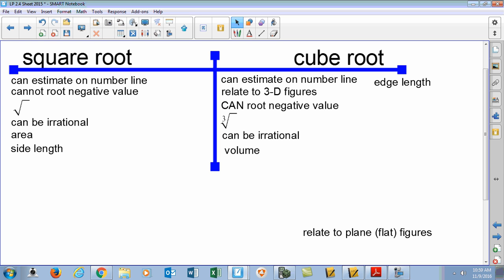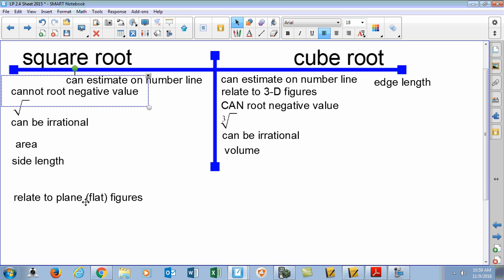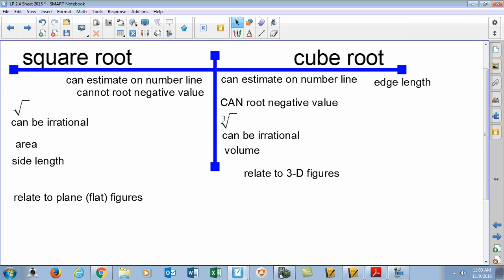All right, so hopefully things are doing well. Now the last one, it says relate to a plane, flat figures. That's a two-dimensional figure right here. So if I match these up, let me slide these down a little bit. So number line, that's square root, right? Same thing, right? Negative values. Okay, so you can see the difference, right? Square root sign, cube root sign.